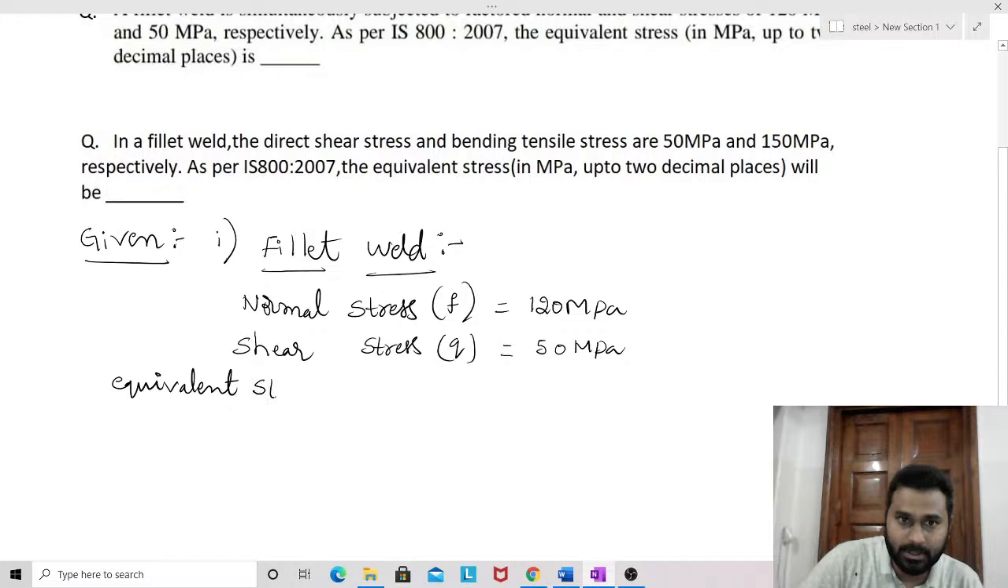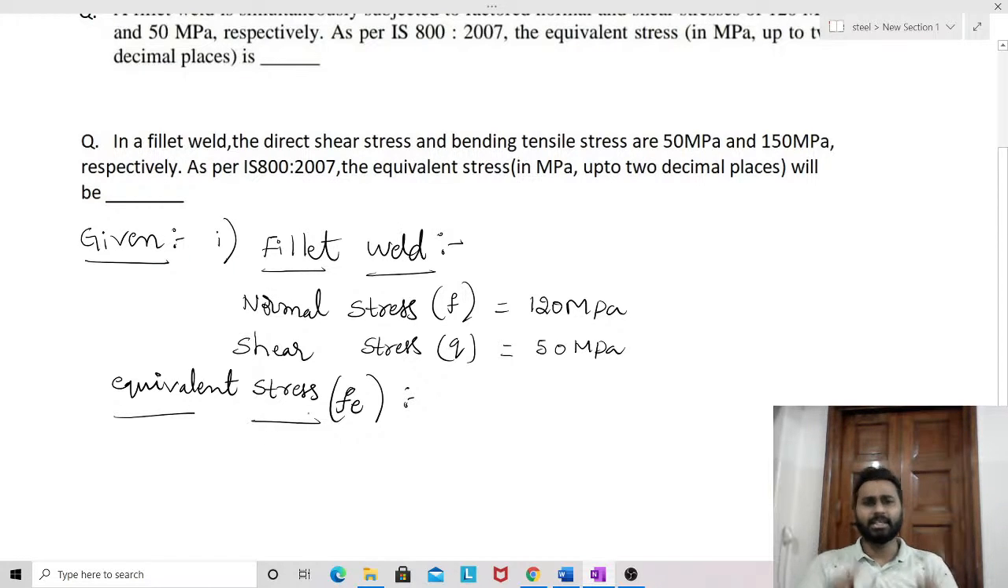Equivalent stress. This is what he is asking us to find. As I said, these were the given information in the question. In the question, normal stress and shear stress were mentioned. Of course, they are factored: factored normal stress and factored shear stress. Now he is asking us to find the equivalent stress as per IS 800 2007.